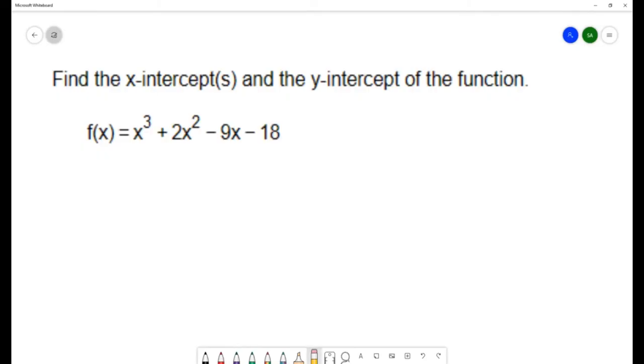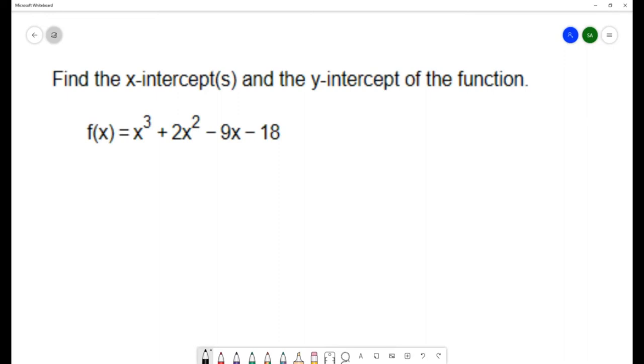We want to find the x-intercepts and the y-intercept of the function f of x equals x cubed plus 2x squared minus 9x minus 18. So we're looking for the intercepts, and I find it's usually a little bit easier to find a y-intercept than an x-intercept. So I'll find the y-intercept first.